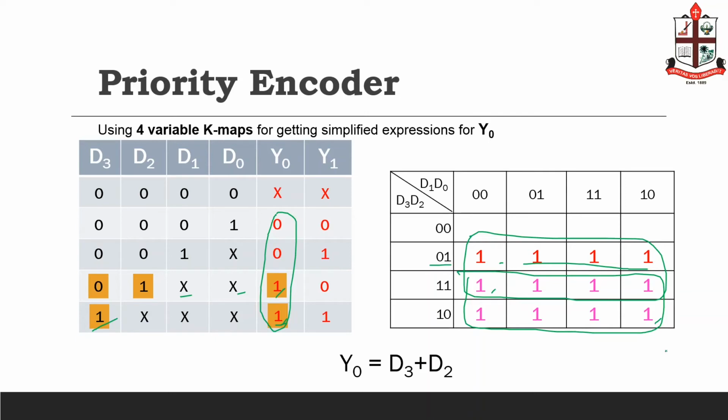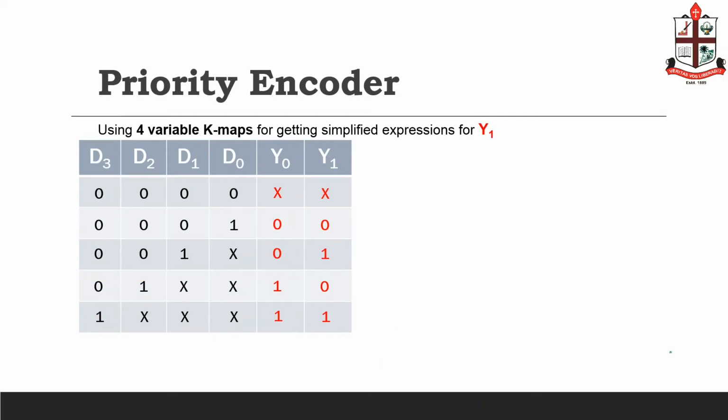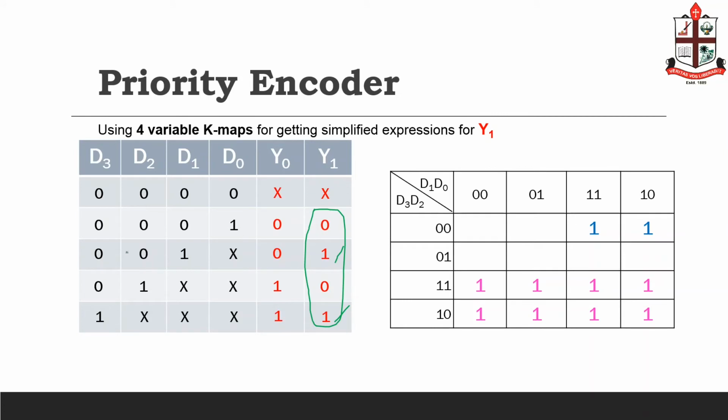Now let us use the K-map to find the Boolean expression for Y1. This is the output for Y1. So we have 2 ones to be represented for this one. It's 0, 0, 1, X. So anything that starts with 0, 0, 1. So these are the 2 ones for this particular entry.